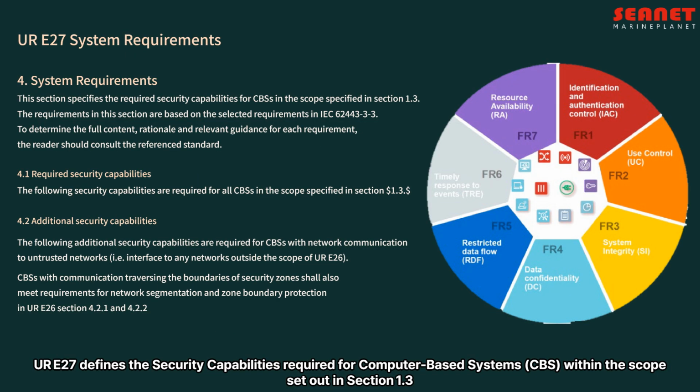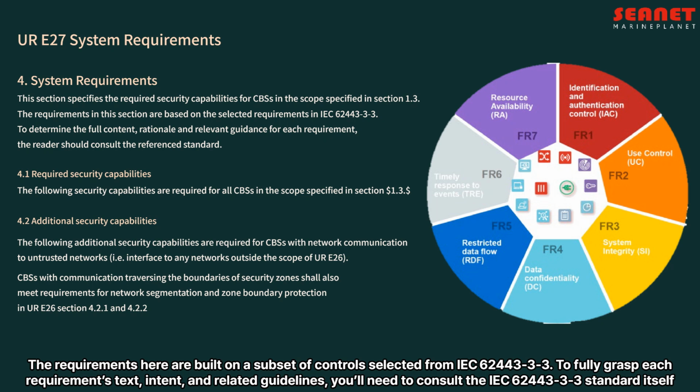UR E27 defines the security capabilities required for computer-based systems (CBS) within the scope set out in Section 1.3. The requirements here are built on a subset of controls selected from IEC 62443-3-3. To fully grasp each requirement's text, intent, and related guidelines, you'll need to consult the IEC 62443 standard itself.